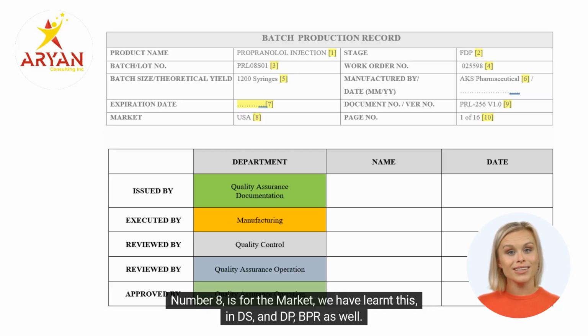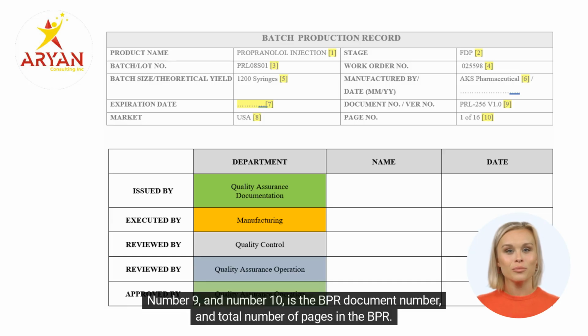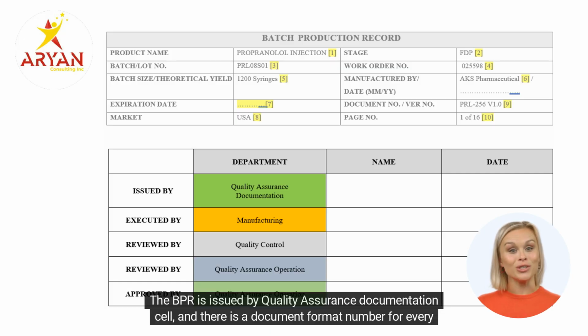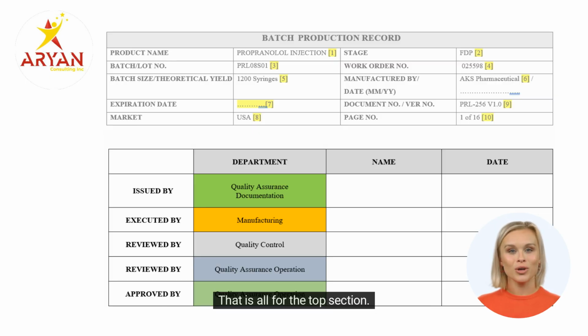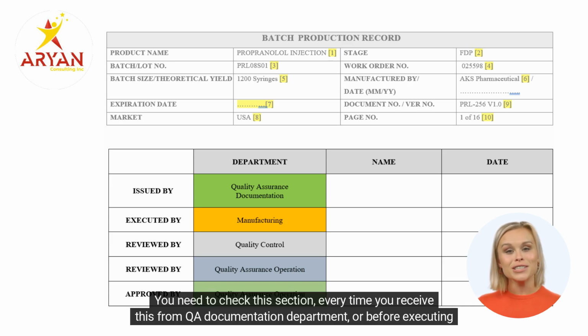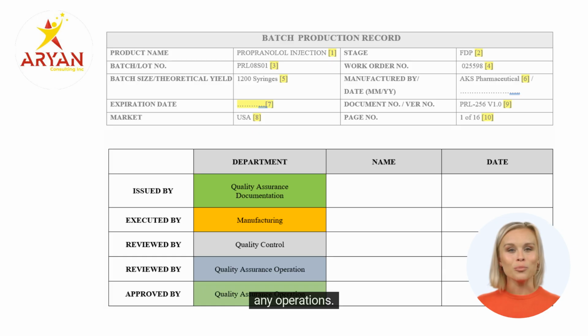Number 8 is for the market. We have learned this in DS and DP, BPR as well. Number 9 and number 10 is the BPR document number and total number of pages in the BPR. The BPR is issued by Quality Assurance Documentation Cell, and there is a document format number for every document that you don't need to know. It is for the documentation department. That is all for the top section. You need to check this section every time you receive this from QA documentation department or before executing any operations.